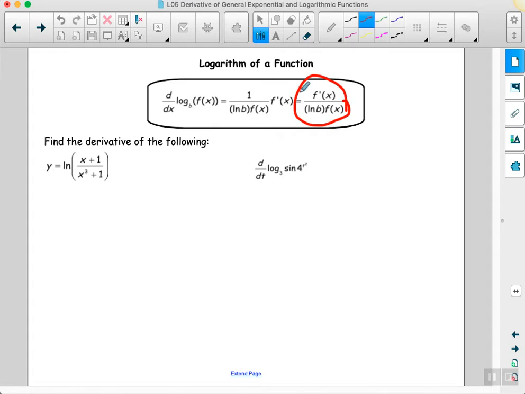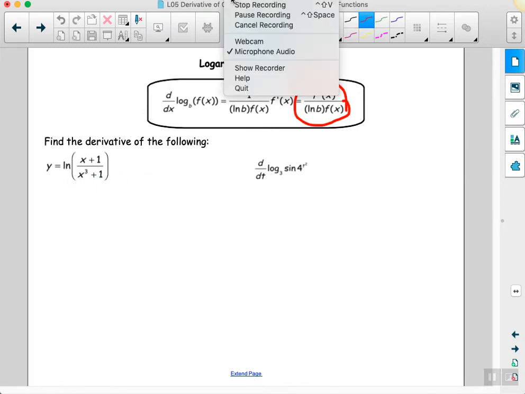I tend to think of taking the derivative of a ln of something, a ln of a function. It should just be 1 over the argument times the natural log of the base, and then I multiply by the derivative of the inner function. So how about you try and take the derivative of this one? And again, we'll do mutual pausing.